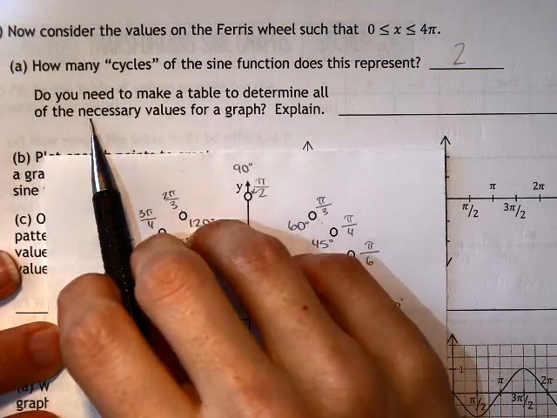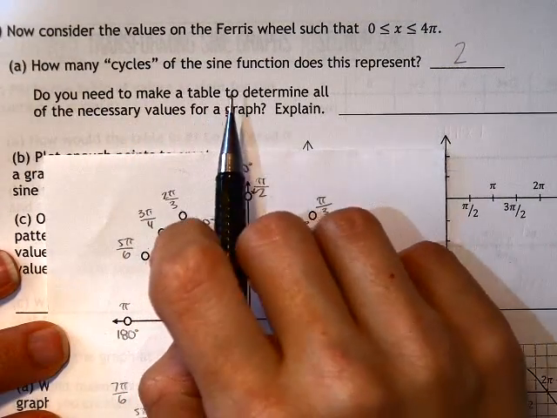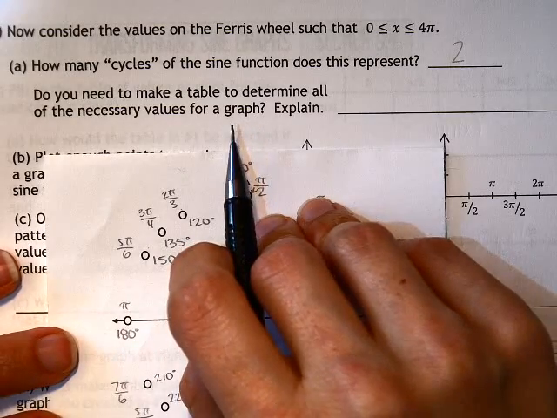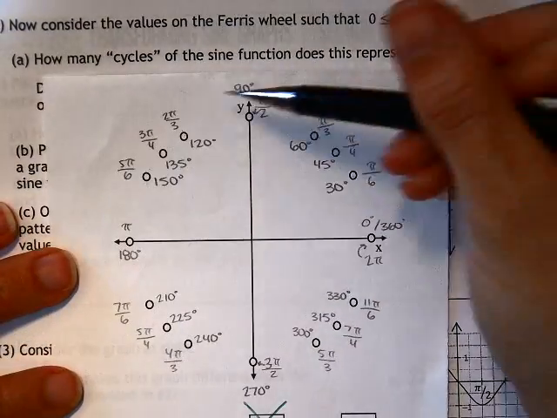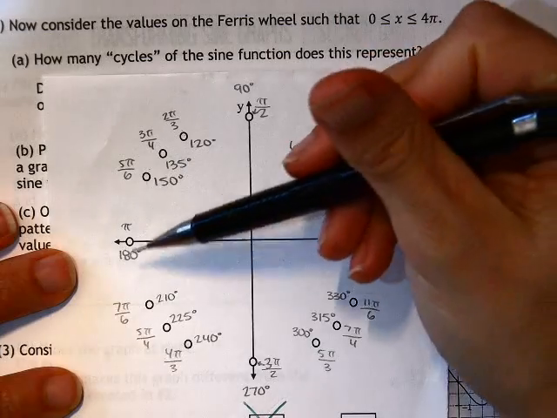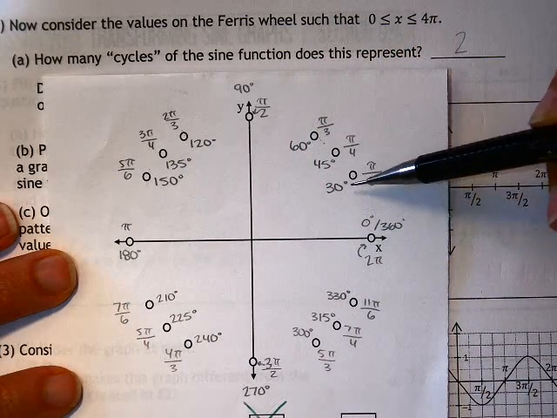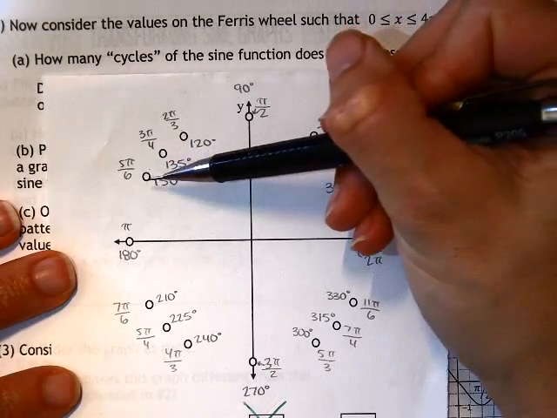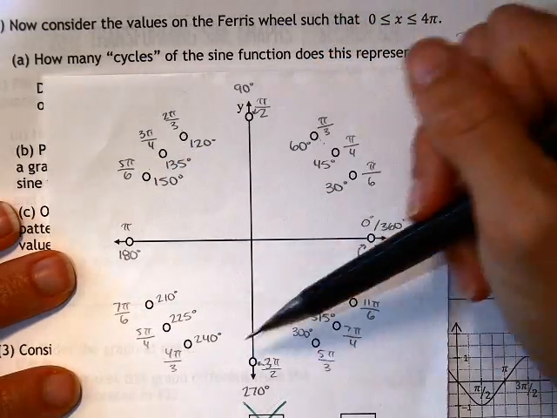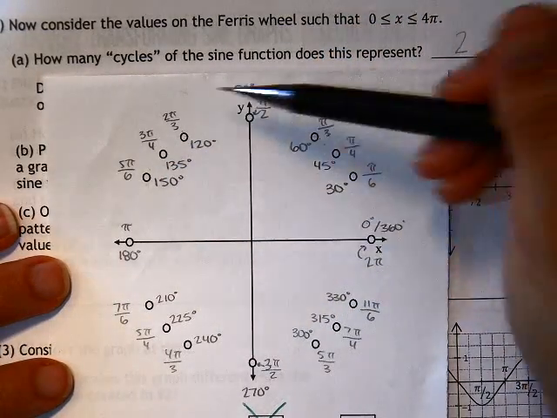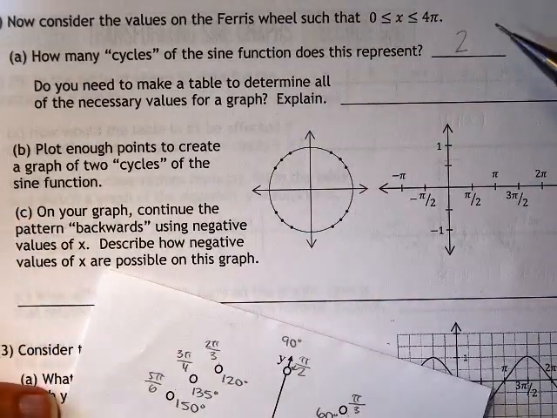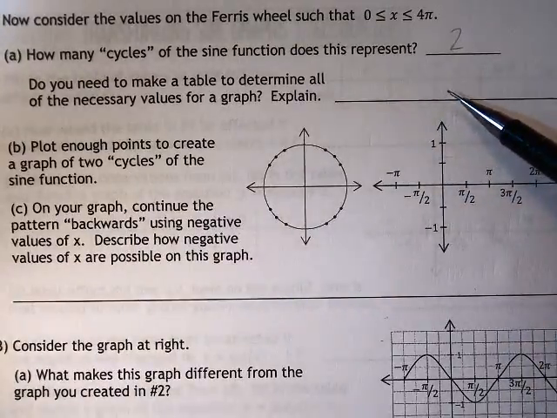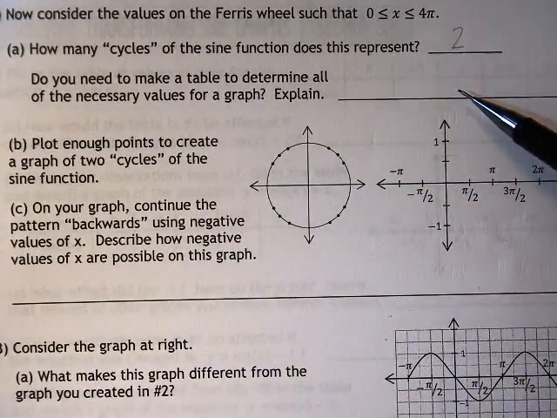The follow-up question asks, do we really need to make another table to determine all these necessary values for a graph? It doesn't seem like it, because if I take another ride around the circle, all of the heights are still going to be the same. I'm going to have 1/2 and root 2 over 2 and root 3 over 2 and 1 and root 3 over 2 and root 2 over 2 and 1/2 and 1. I'm not going to need to redo all of those numbers. I already have those numbers in the big table in letter E. So there's not much of a point in redoing the whole table. Let's just recycle some of our values.